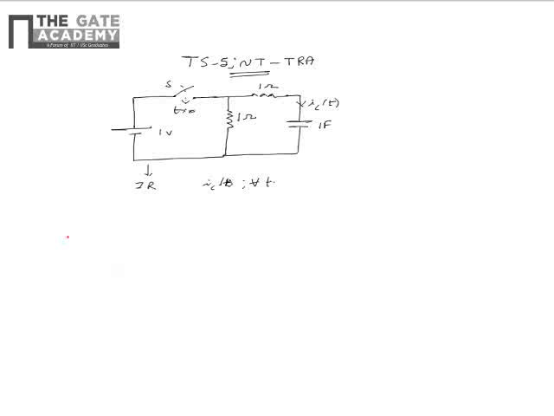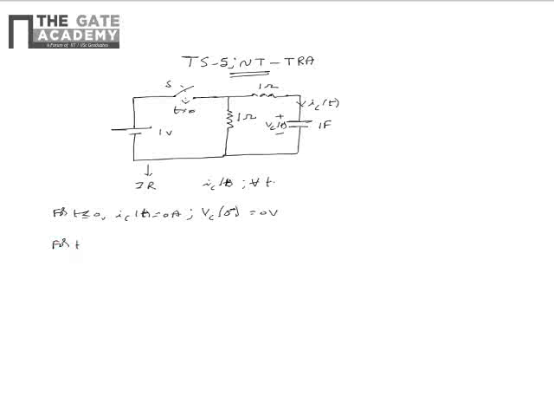So from the given circuit, we see that for t less than or equal to 0, IC of t is equal to 0 ampere because the circuit is initially relaxed. Also during this time period Vc of 0 minus is equal to 0 volts, where Vc of t is the voltage across the capacitor terminals.